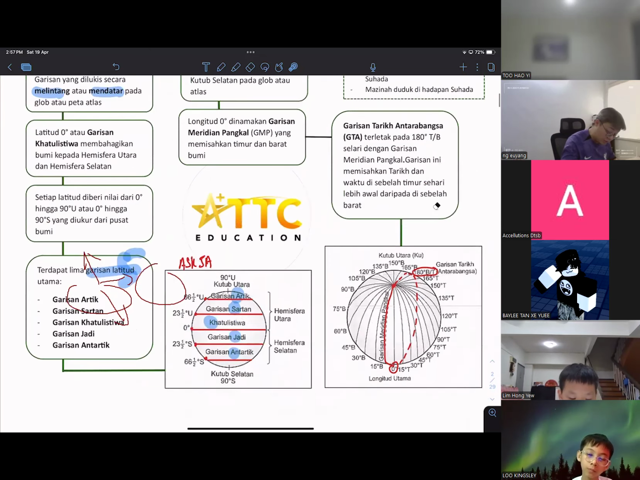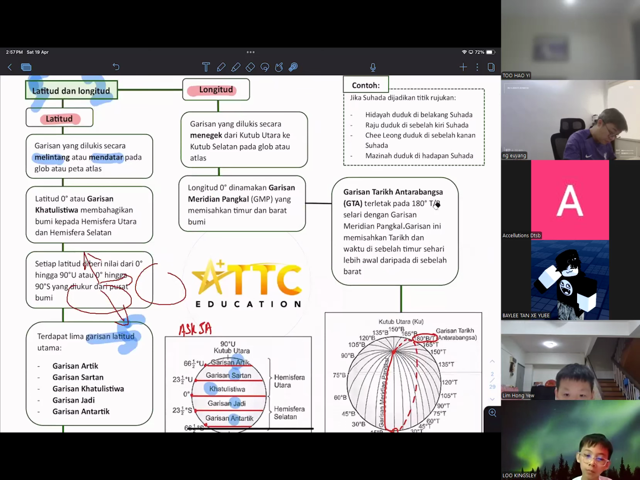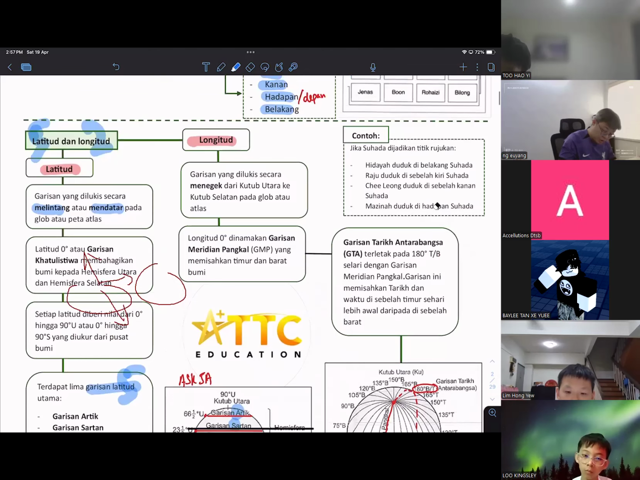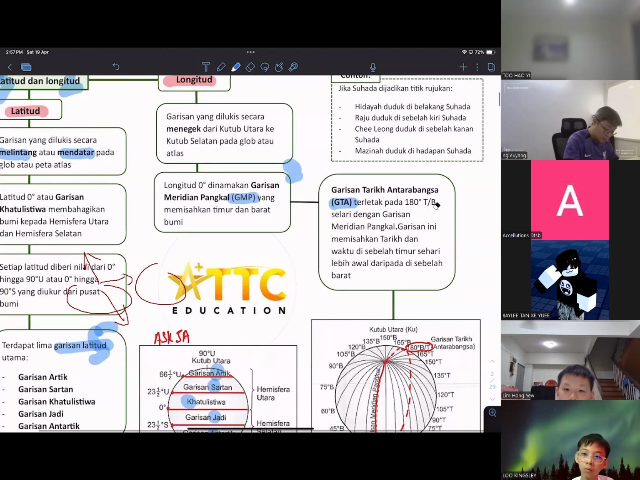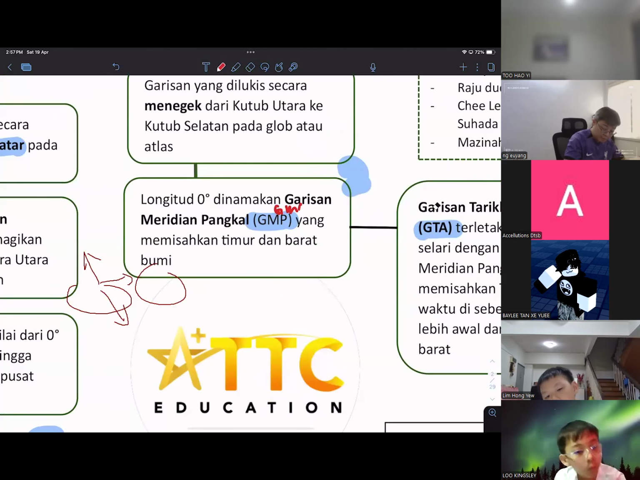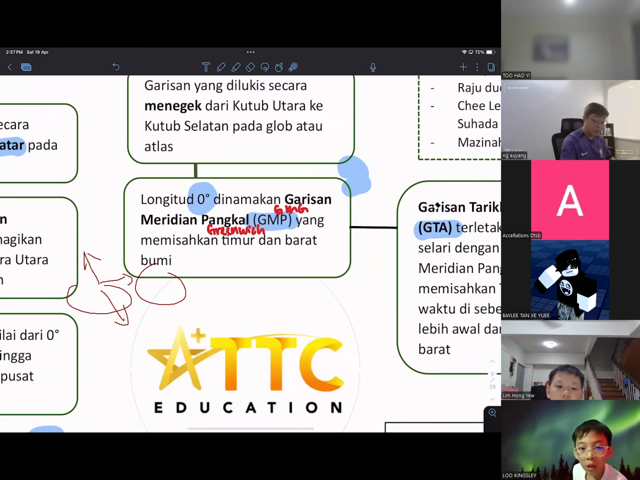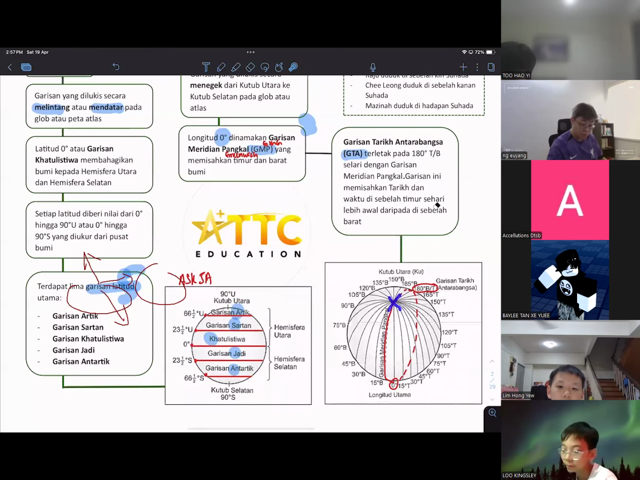But for your longitude, yeah, longitude is 2, right? Which is your GMP and then GTA. So GMP is also known as, in your nota, GMG, which is Garisan Meridian Primer, similar with your Greenwich. So you have 2 different names for the 0 degree longitude. So remember, longitude is from your North Pole to your South Pole here.